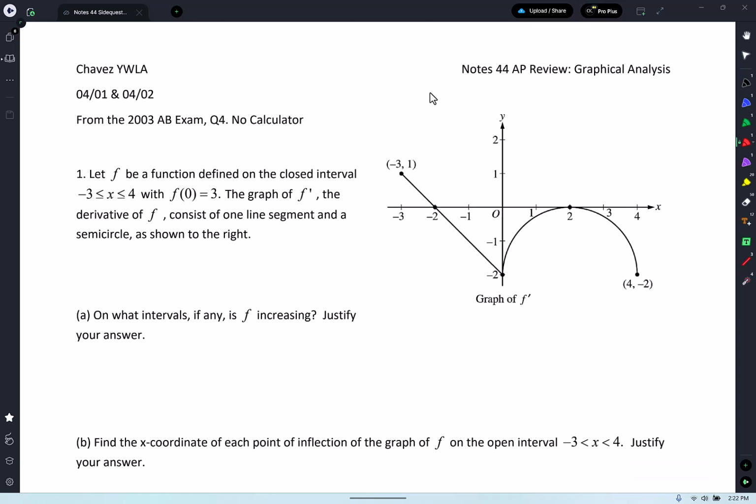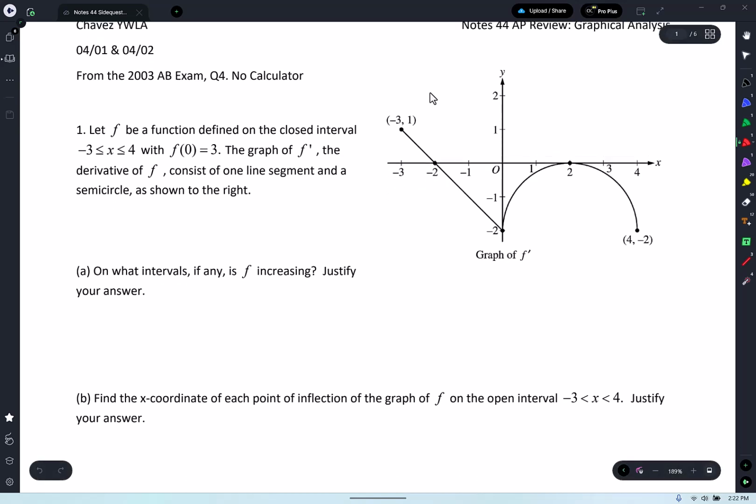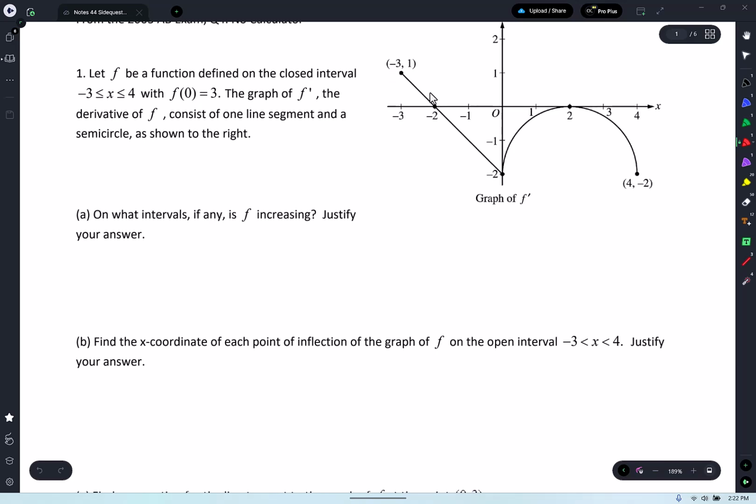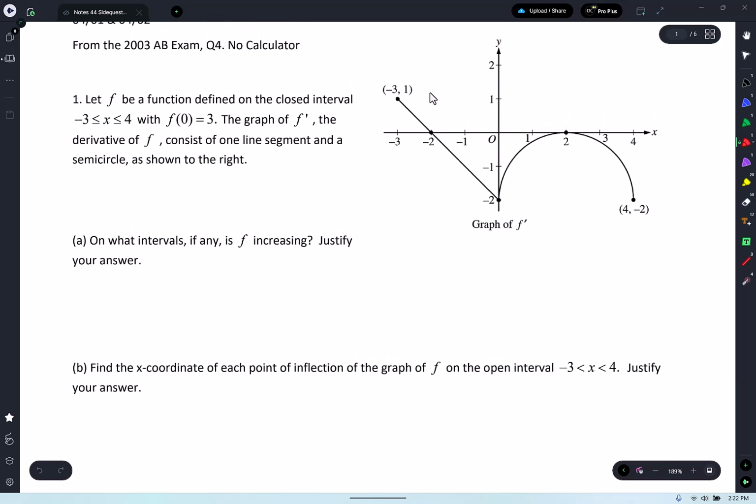All right, from the 2003 AB exam, question number 4. I feel like this one we already did. This was originally embedded in our notes, but it's not a big deal. We can do it again. So let's see. Let f be a function defined on the closed interval between -3 and 4 with f of 0 equals 3. So that's my initial condition. Or, it's not necessarily an initial condition, just f of 0 equals 3, right?